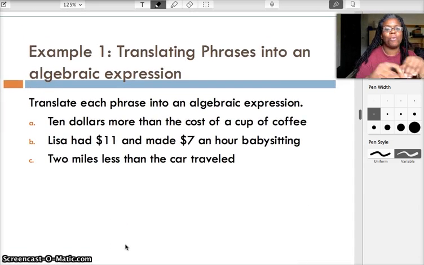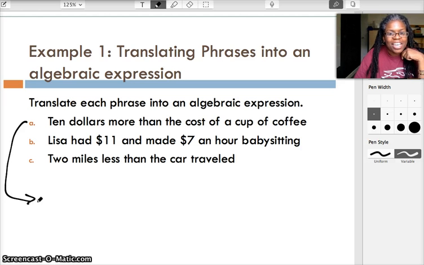So looking at example 1, we're translating phrases into algebraic expressions. So here we've got A, B, and C, and we're going to translate each of the phrases that we see into algebraic expressions. Remember that algebraic expressions have variables in them. So our expectation is that we're going to have a variable. Before we figure out what the variable is, we need to define it given the situation. So you're going to read each phrase and figure out what is the unknown thing that they're talking about. Look, they're talking about coffee.